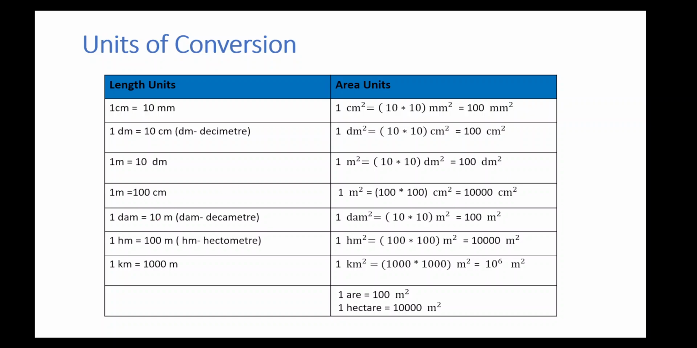1 decameter is equal to 10 meter. 1 decameter square is equal to 100 meter square. 1 hectometer is equal to 100 meters. 1 hectometer square is equal to 10,000 meters square. 1 kilometer is equal to 1000 meters. 1 kilometer square is equal to 1000 into 1000 meters square, nothing but 10 power 6 meter square. 1 are is equal to 100 meter square. 1 hectare is equal to 10,000 meter square.